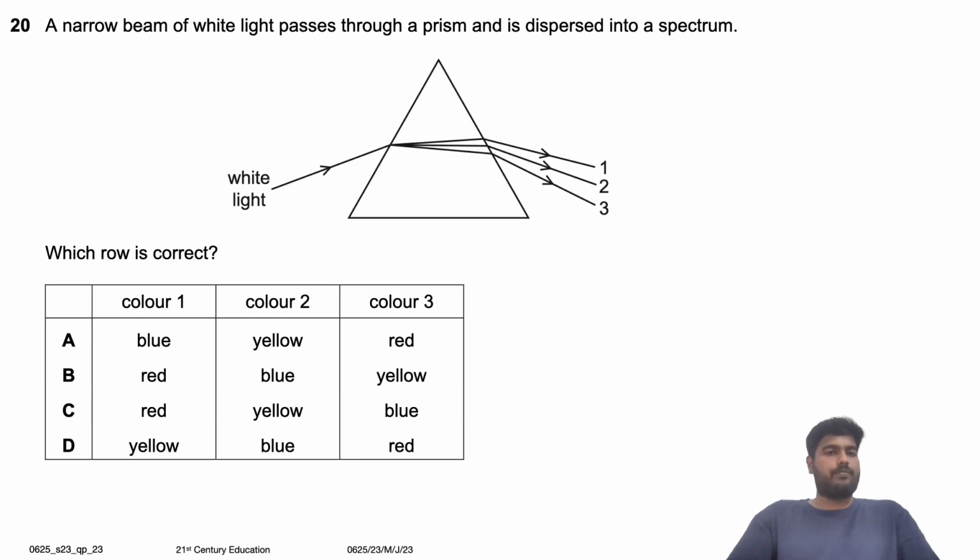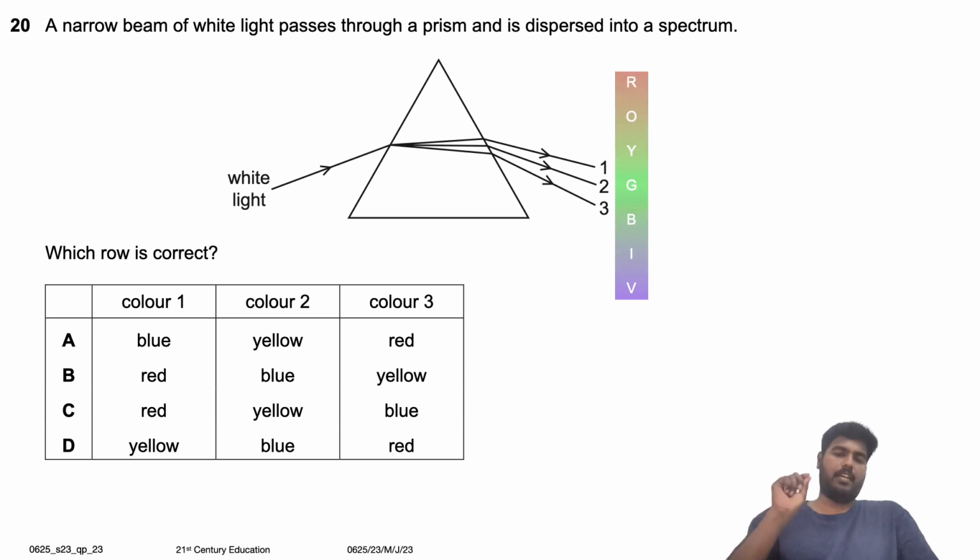A narrow beam of white light passes through a prism and is dispersed into a spectrum. Which row is correct? Okay, if you want to remember the answer, you just have to remember this picture. You know VIBGYOR, upside down, from top to bottom. Okay, now you can answer which color.